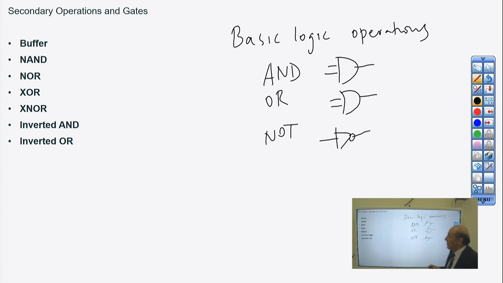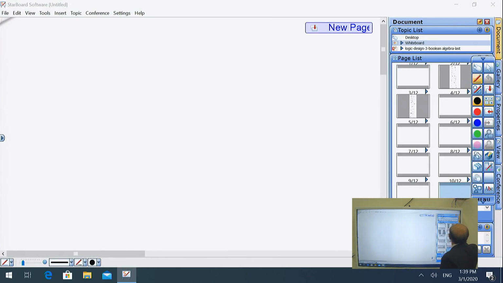But there are secondary operations and gates that are useful. Buffer, NAND, which is not and, NOR, not or, exclusive or, XNOR, inverted and inverted or. Now we'll look in detail on this function. First, buffer.